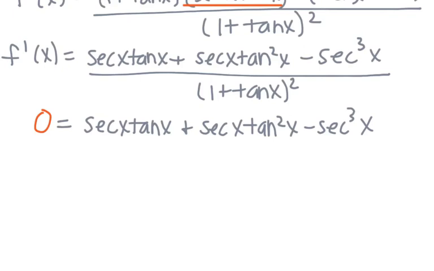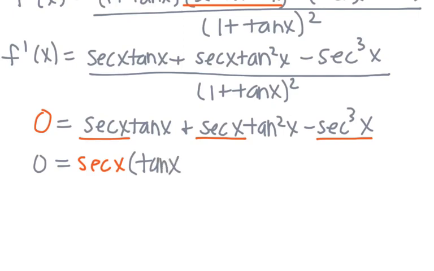Okay, and as with most things from this point forward, when we're solving for something, we're probably going to end up factoring. Something that each of these pieces has is at least one secant x. So I'm going to factor that out front. So let's see here, secant x, and that would leave just a tangent x from the first piece, a tangent squared x from the second piece, and a secant squared x from that last piece.